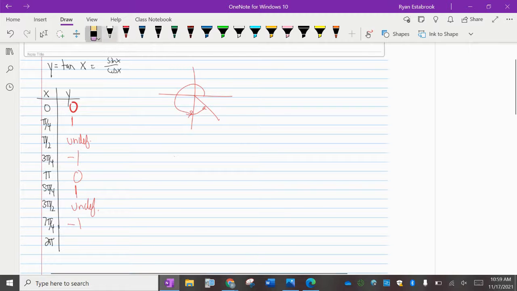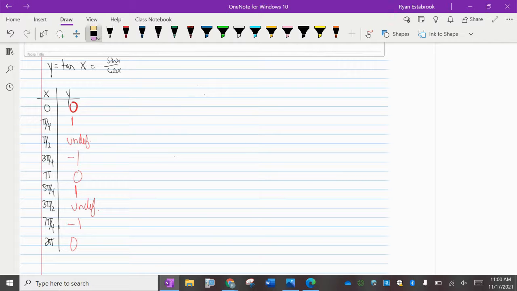And lastly, the tangent of 2 pi. So we're talking about all the way back to this angle. 2 pi and 0, again, we call those coterminal. So since the tangent of 0 is 0, the tangent of 2 pi is also 0. The sine of 2 pi is 0. The cosine of 2 pi would have been 1. 0 divided by 1, yes, it's 0.